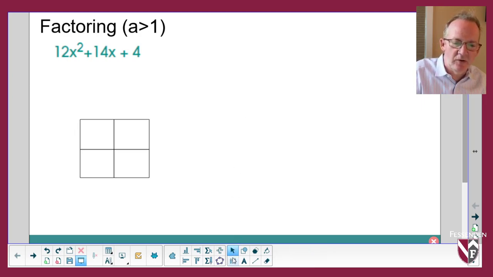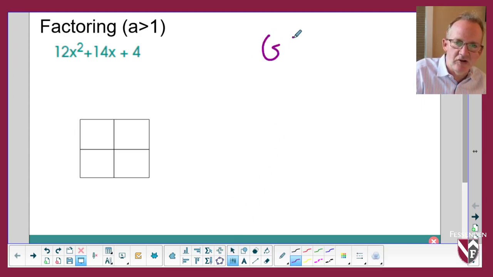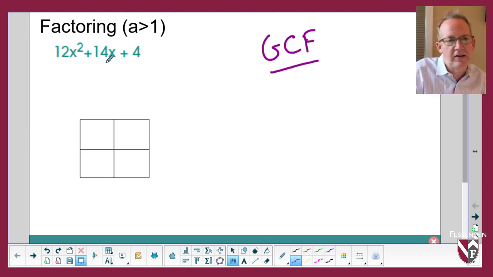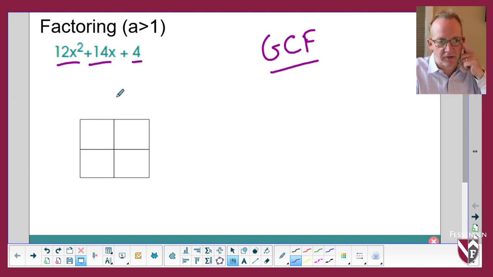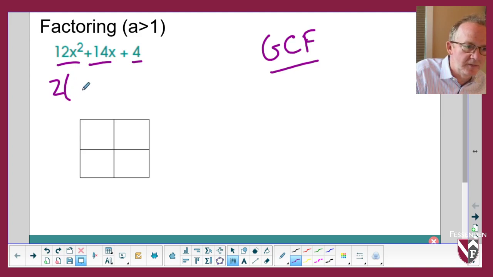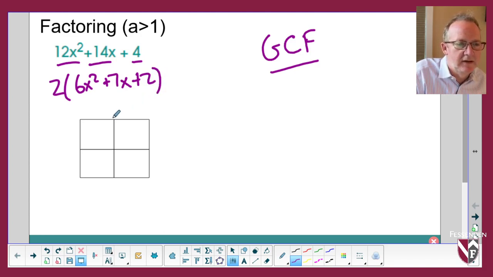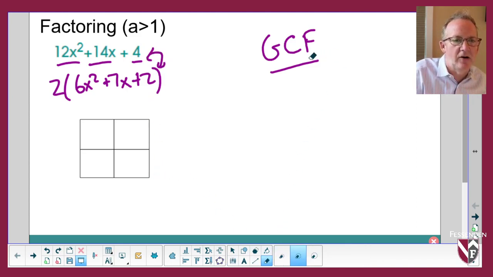Okay, first thing you want to do is look for a GCF. If you can take out a GCF, your life will be easier. Do you see a GCF in these 3 terms? I hope you see that it could be 2. So put a 2 in the front and pull it out: 6x squared plus 7x plus 2. And double check and make sure this is equivalent to what we just had. Are these 2 things the same? I think you'll see that they are.